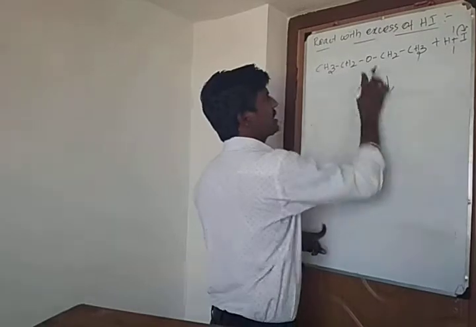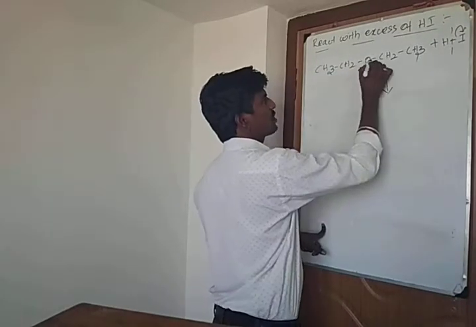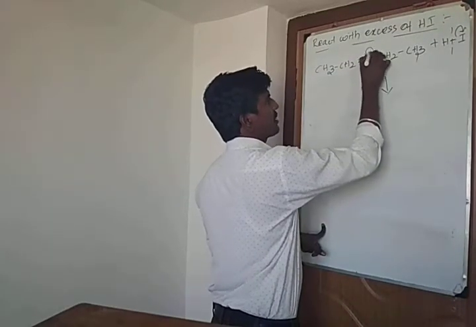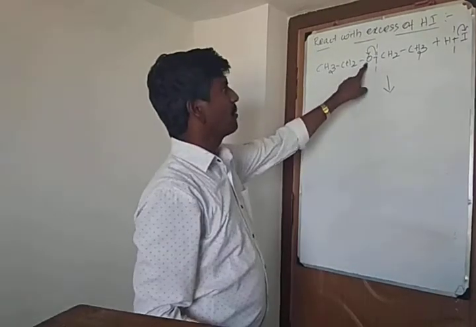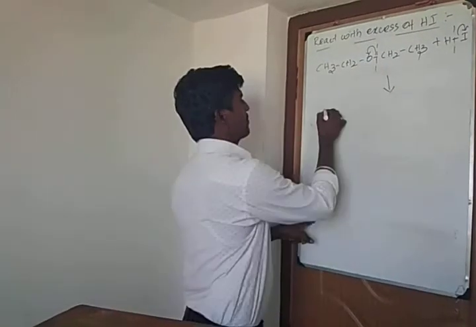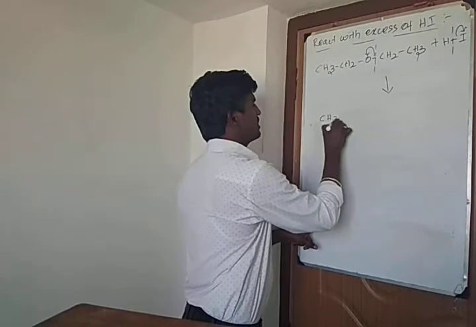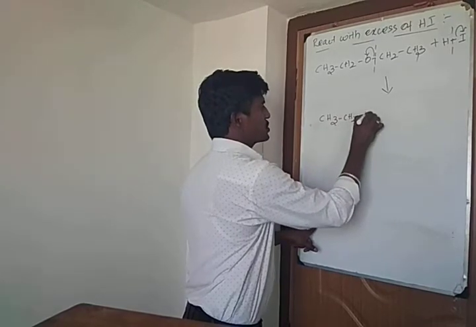Here the bond breaks. Compare carbon and oxygen. Which one is more electronegative? Oxygen. So oxygen takes one pair of electrons. Here also the bond breaks. O minus, H plus, bond formation. You can get CH3CH2OH.